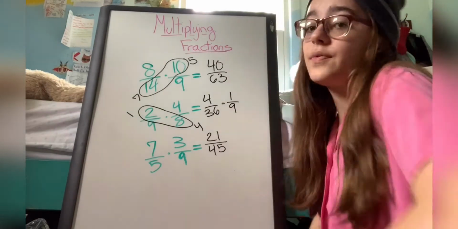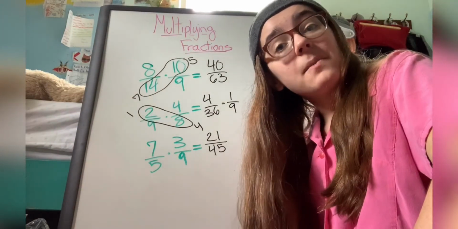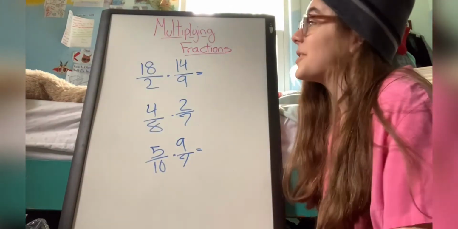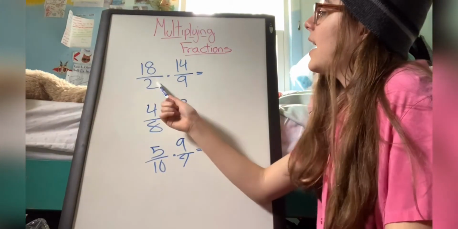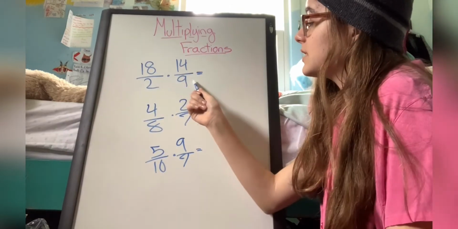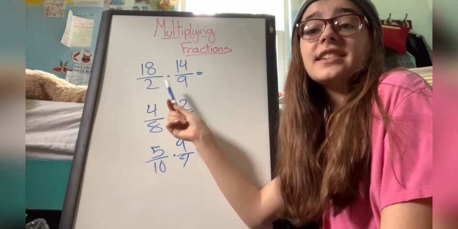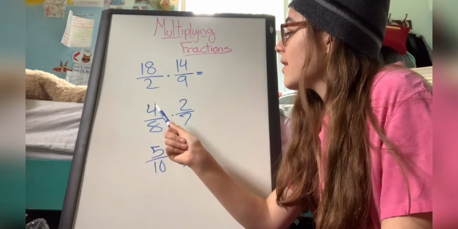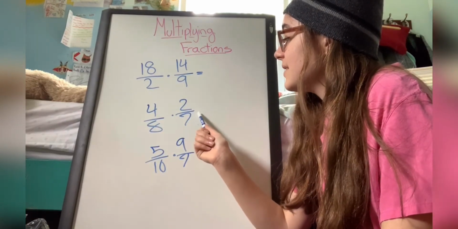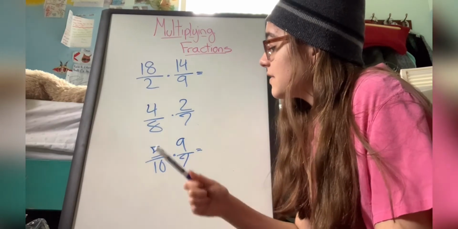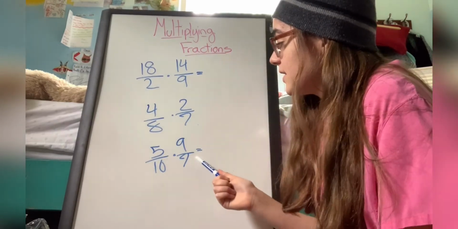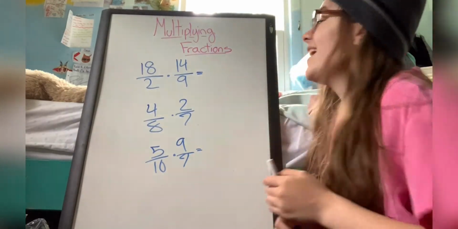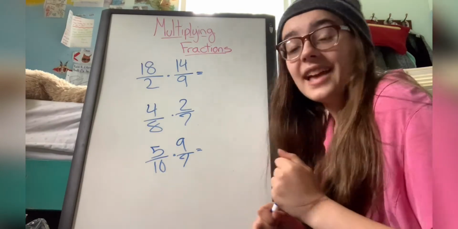So good luck on your own problems, which will be given to you right now. These are your practice problems. 18 over 2 times 14 over 9, which I suggest you use the cross multiplication method for. 4 over 8 times 2 over 7, and 5 over 10 times 9 over 7. I use 9 and 7 a lot. I'm sorry about that. Anyway, best of luck, and I will have the answers shortly.